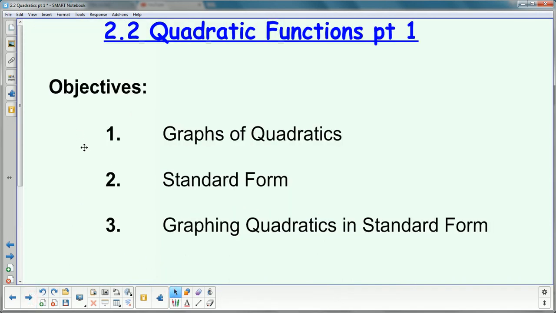Alright, so that is it for this lesson. We graphed quadratics. We had standard form, which told us our vertex, and we could use it to find our y-intercept, x-intercepts, and a tells us whether we open up or down.